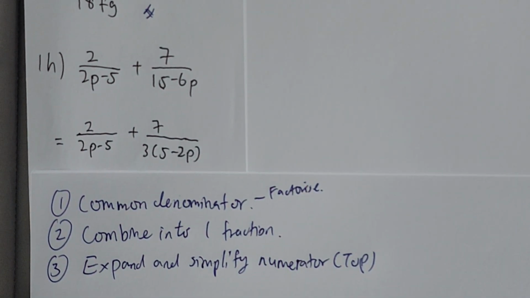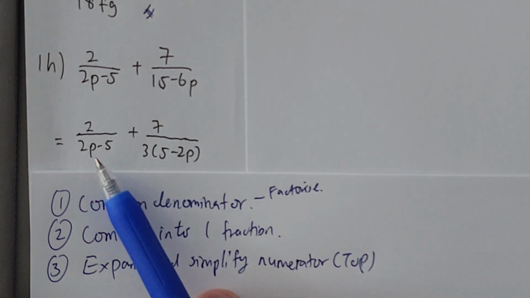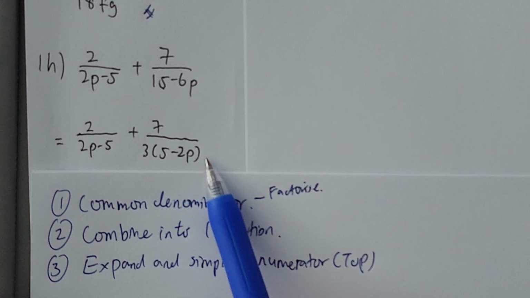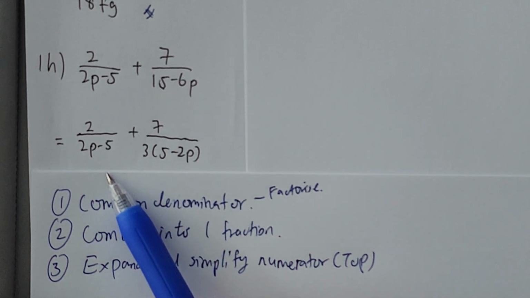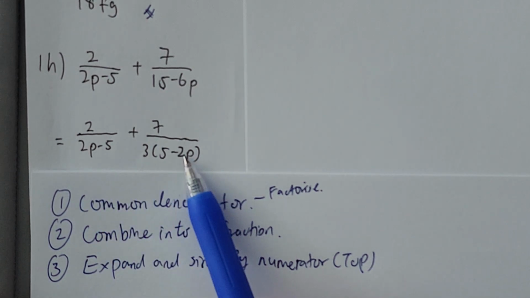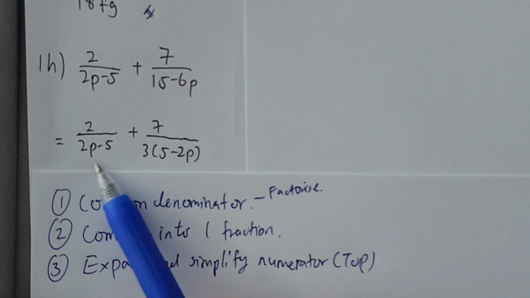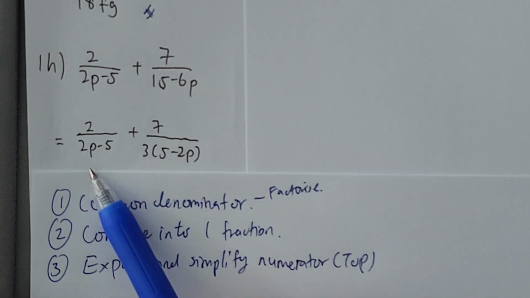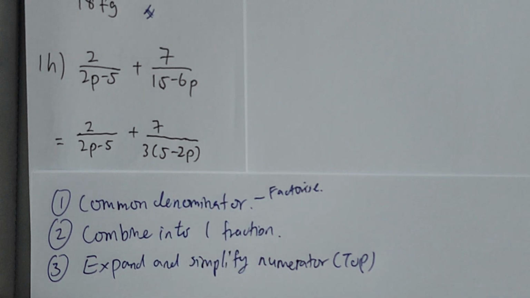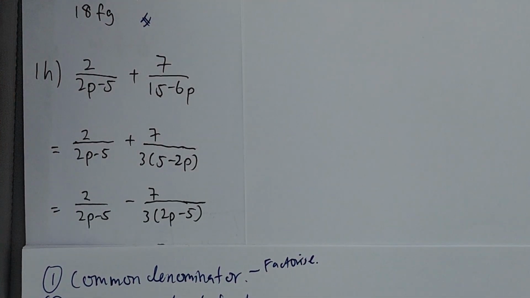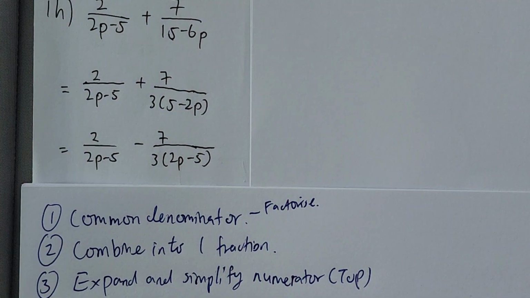After I factorize, I realize that I have 2p minus 5 here, whereas on the other side I have 5 minus 2p. They look similar but not identical. The 2p is positive here and negative over there. The 5 is negative here and positive there. As you can see, I'm looking at them term by term, and I realize that the sign is different. So the trick that I do here is to change the sign. How do I change the sign? This is what I do.